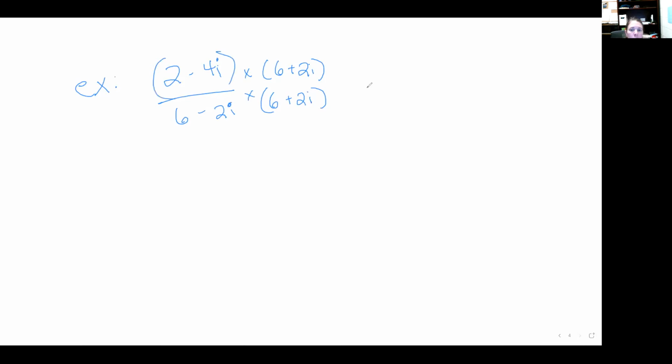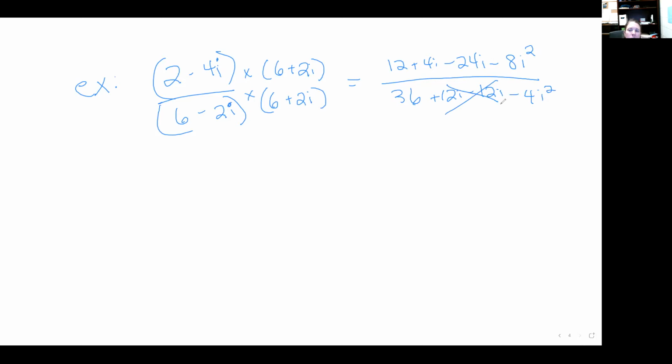So we would have to do FOIL on the top. So 6 times 2 is 12. 2 times 2i is 4i. 6 times negative 4i is negative 24i. And this will be negative 8i squared. And then on the bottom, that would be 36 plus 12i minus 12i minus 4i squared.